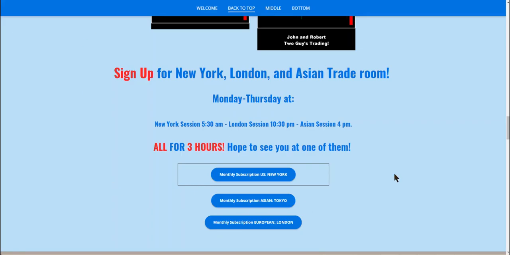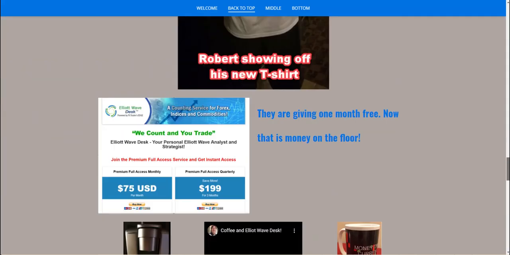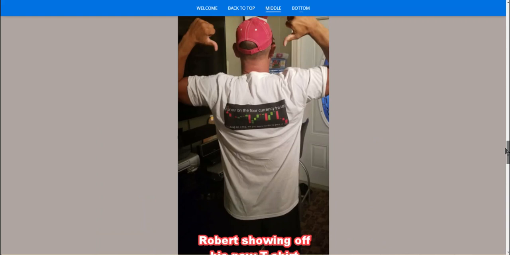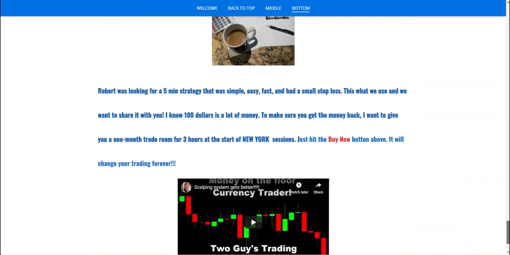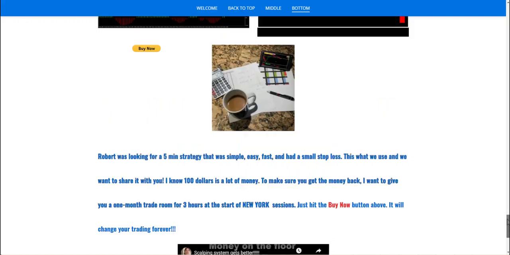So here it is. This is the big change. I just wanted to make everybody aware of it. Now we still have the template. Still got Robert hanging out. There he is. We still have it here that if you buy it for the $100, you get one month of the trade room for 3 hours for the New York. And after that, if you choose to move on, you can go ahead and purchase one of the other trade rooms that are still relatively inexpensive.